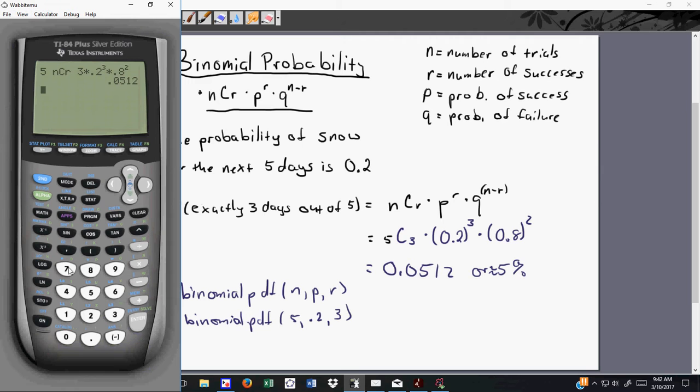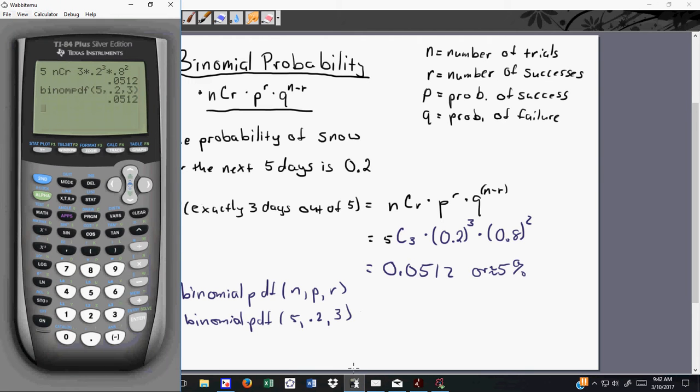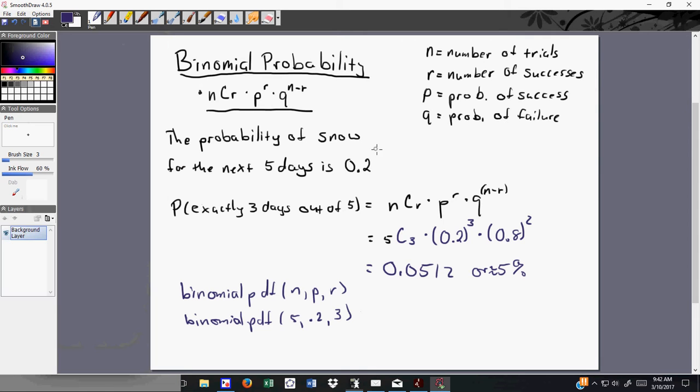You may be wondering why you don't have to put in the q, but once again, it's a calculator, so it recognizes that if you have a 0.2 chance of it snowing, there's a 0.8 chance that it's not going to snow. So my number of trials is 5, the p-value is 0.2, and I want it to happen 3 times. And sure enough, I get the same value, 0.0512. All right, so I'm glad that worked out.